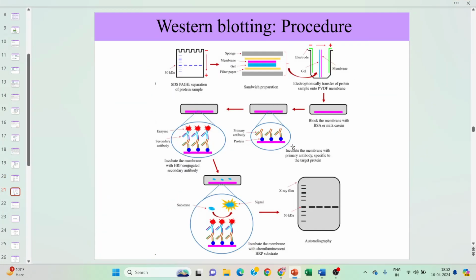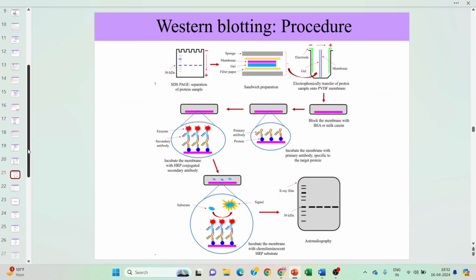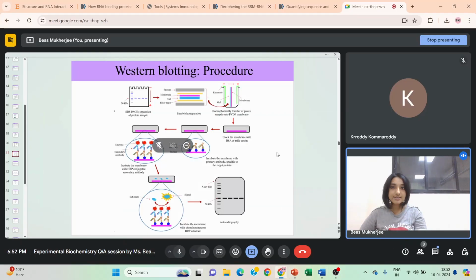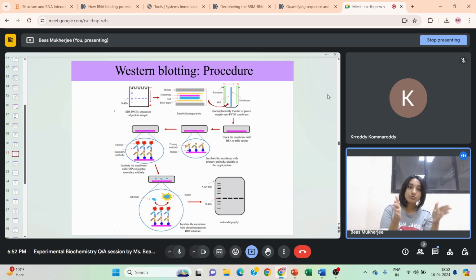Correct? So this is the second last slide for the theory portion. Here you can see in detail the Western blotting procedure. SDS-PAGE is carried out, then sandwich blotting is performed. You have electroblotting here. You can see that from the gel to the membrane, which is PVDF in this case, all your proteins are basically migrating, right?